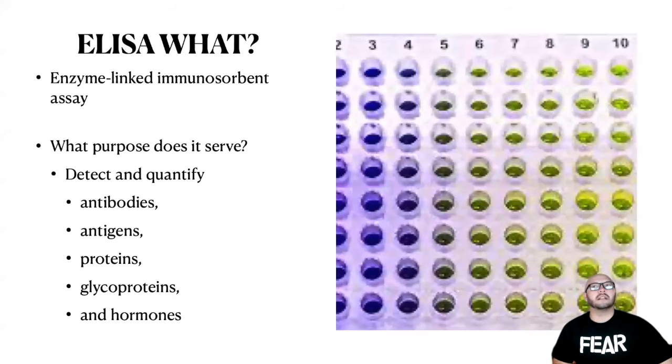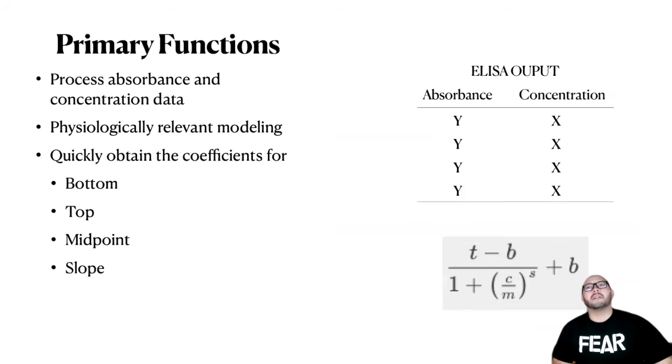Really quick, ELISA assays are enzyme-linked immunosorbent assays. They're typically used to detect and quantify biologically relevant targets of interest. The primary outcomes, functions, and goals for my program were to process data files, model the data under different conditions, and quickly review the most important outputs for the data that's processed.